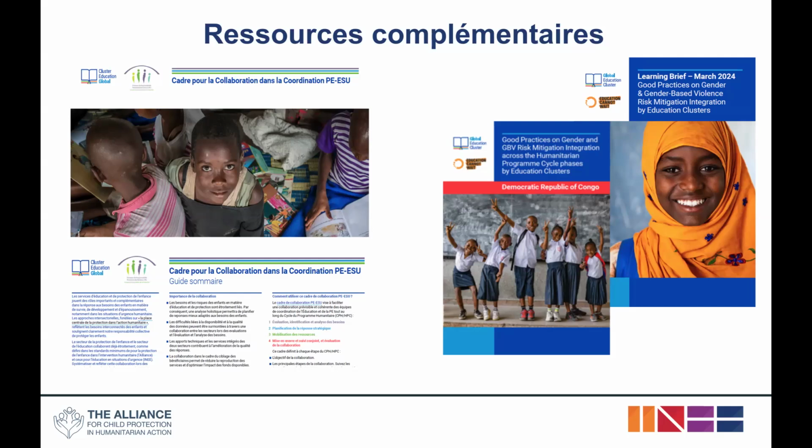For those of you who read English, because unfortunately it has not yet been translated into French, the documents we see on the right are a learning summary which has just been published in March 2024, and good practices in gender mainstreaming and gender-based violence risk mitigation in education. The DRC case study describes how the education cluster in the DRC has established key objectives and indicators that integrate measures to mitigate gender-based violence into education responses for the country. Like we saw in Gilberto's slide, we saw how this was shaped.